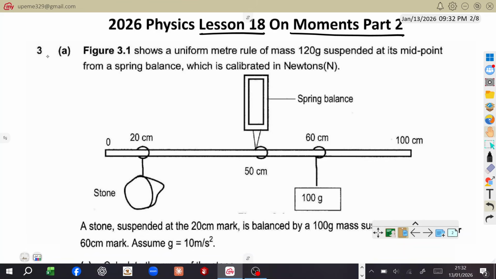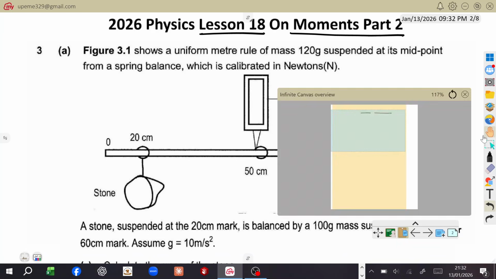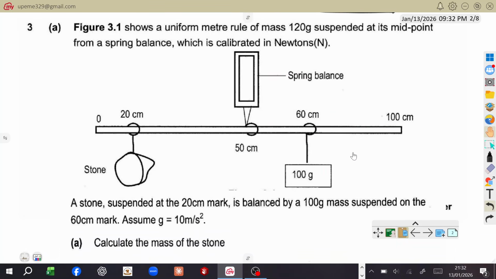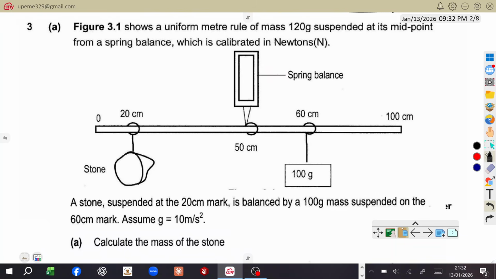So this was question 3 in a certain paper. Figure 3.1 shows a uniform meter rule of mass 120 grams suspended at its midpoint from a spring balance which is calibrated in Newton. What they're telling us is about reading and understanding patiently. The word uniform means the same size.